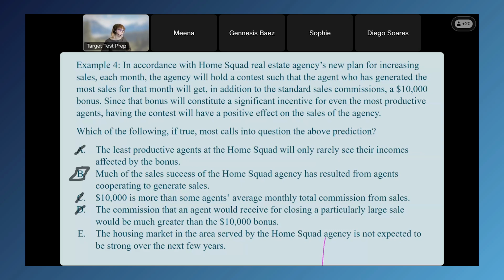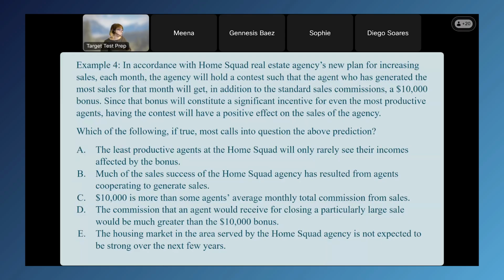And E, the housing market in the area served by the Home Squad agency is not expected to be strong over the next few years. That doesn't mean that the bonus can't have a positive impact on sales. If sales are stronger with the bonus than they would be without the bonus, the bonus had a positive impact. So even if the housing market isn't great, it could still be true that there is a positive impact.